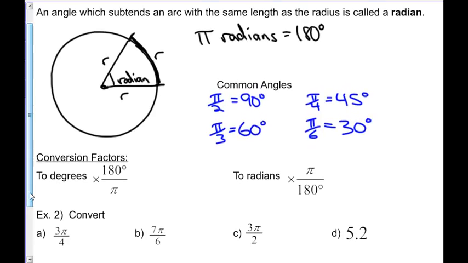The conversion factors are given below here, but I'm going to recommend that you use these as little as you can get away with. So to go to degrees, we just multiply by 180 over pi. To go to radians, it's by pi over 180.